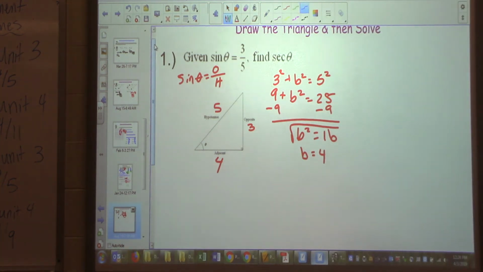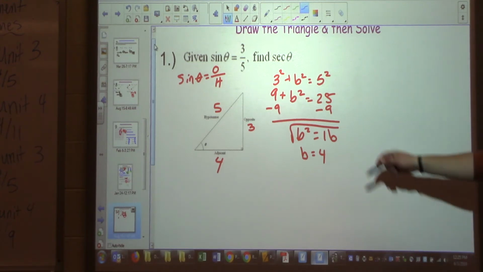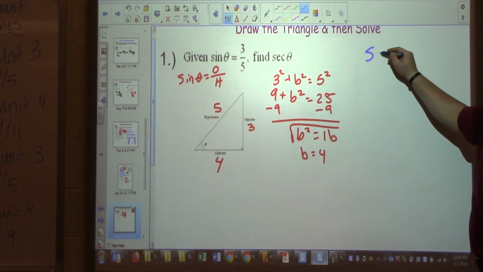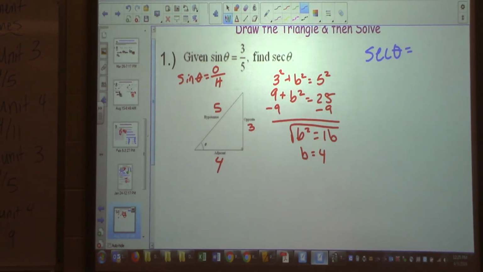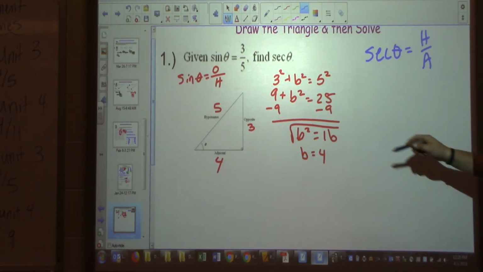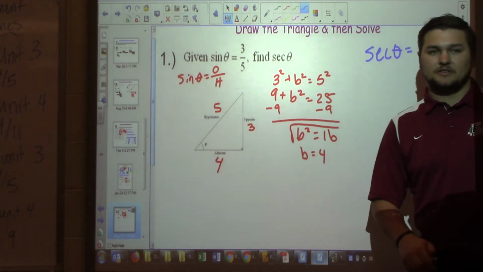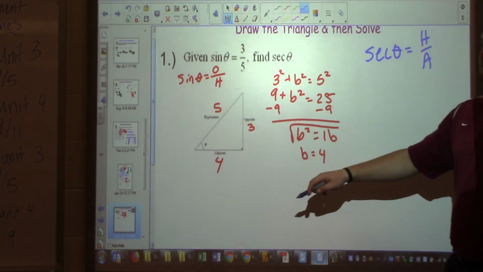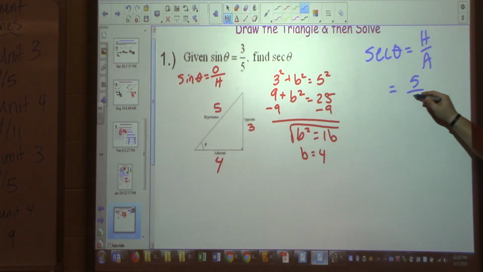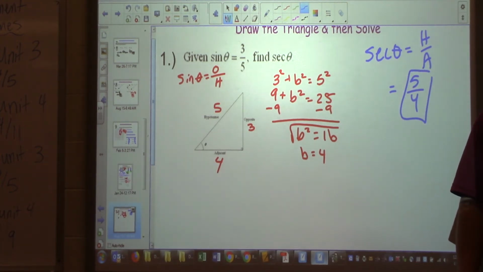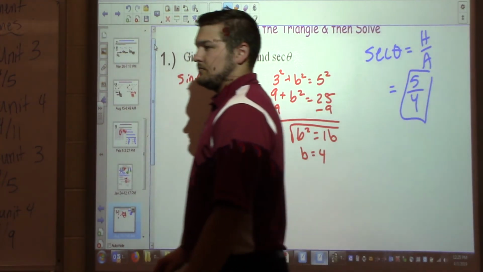Then, which trig function is it asking me for? Secant theta, which is what in terms of sides? It's the reciprocal of cosine, so that means it's going to be hypotenuse over adjacent. Well, good thing we just found the adjacent, so almost like we did that on purpose. Hypotenuse over adjacent is going to be 5 over 4. Okay, so that's my answer. Any questions on that?